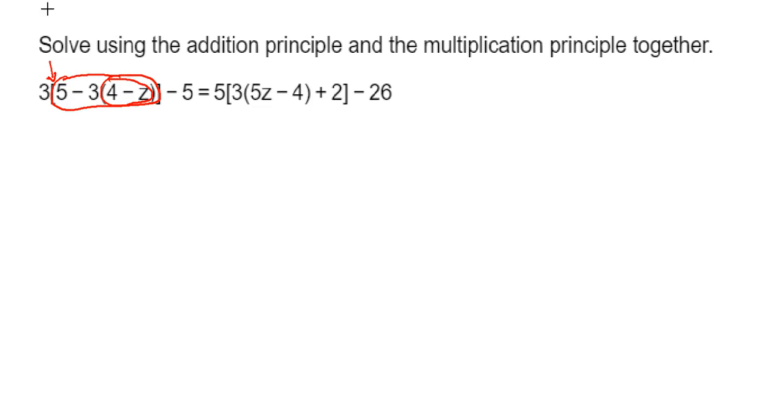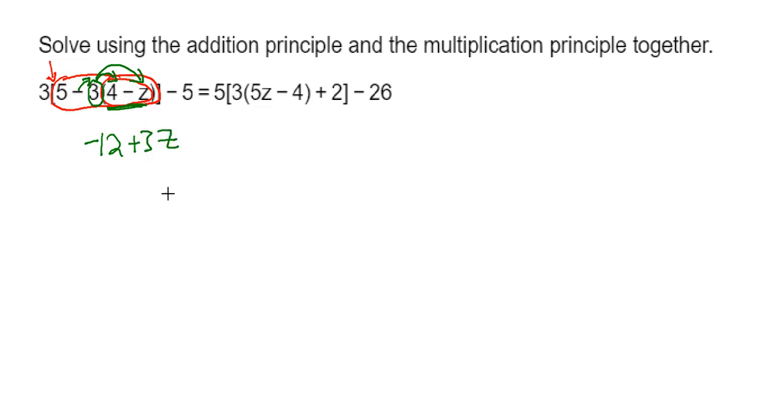So the first thing I want to get rid of is the innermost parentheses here, which is this one right here, right? And so to get rid of this parentheses, I have to distribute the 3 into that parentheses. But the minus sign has to go with it, right? So whatever sign's in front of that number is part of that number and has to get distributed with that number. And so we have negative 3 times 4, which will be negative 12. And negative 3 times negative z, which is positive 3z.